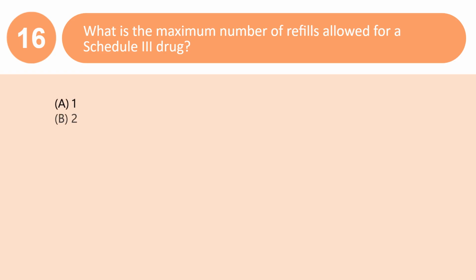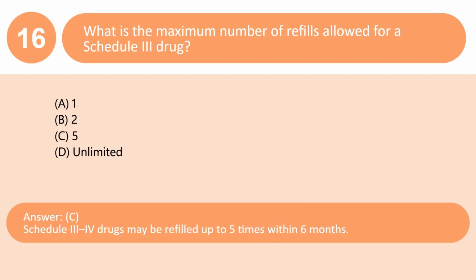What is the maximum number of refills allowed for a Schedule 3 drug? A. 1, B. 2, C. 5, D. Unlimited. Answer, C. Schedule 3 to 4 drugs may be refilled up to 5 times within 6 months.